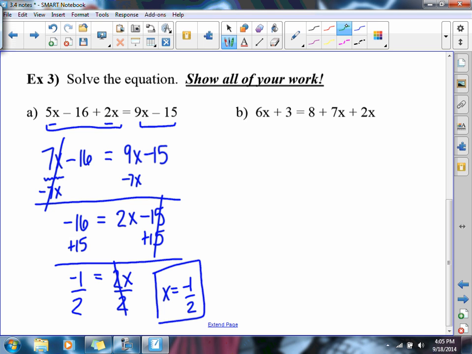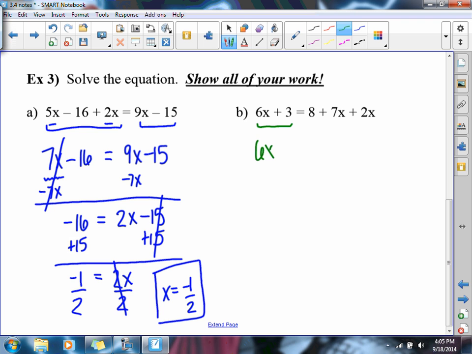Okay, for part B now, we're going to do the same thing. Okay, we're reviewing those same steps. We did it once, now we're going to practice it again so we get really good at it. I'm going to look at my right side of the equation, and I don't have any like terms there to combine together.